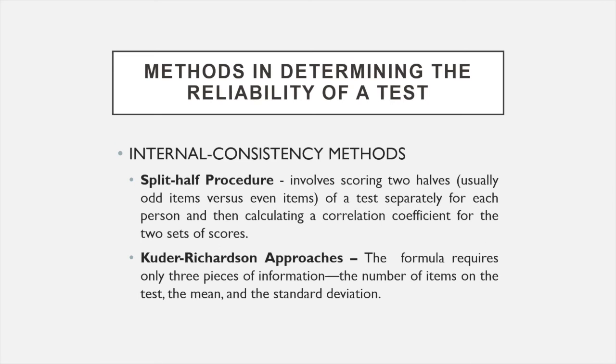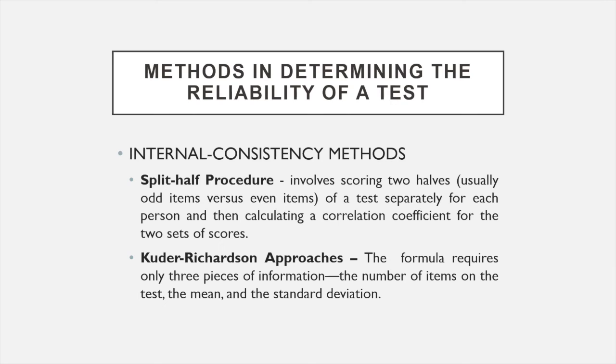Lastly is the internal consistency methods. It can be a split-half procedure or Kuder-Richardson approaches. The split-half procedure involves scoring two halves, usually odd items versus even items of a test, separately for each person and then calculating a correlation coefficient for the two sets. The coefficient indicates the degree to which the two halves of the test provide the same result and hence describes the internal consistency of the test.